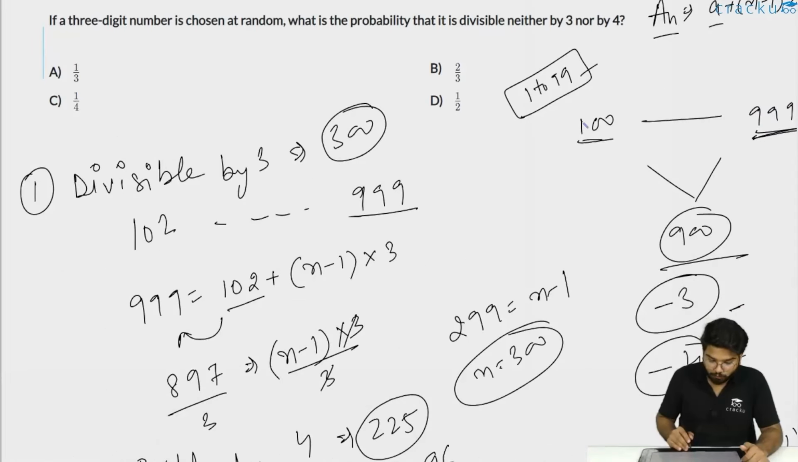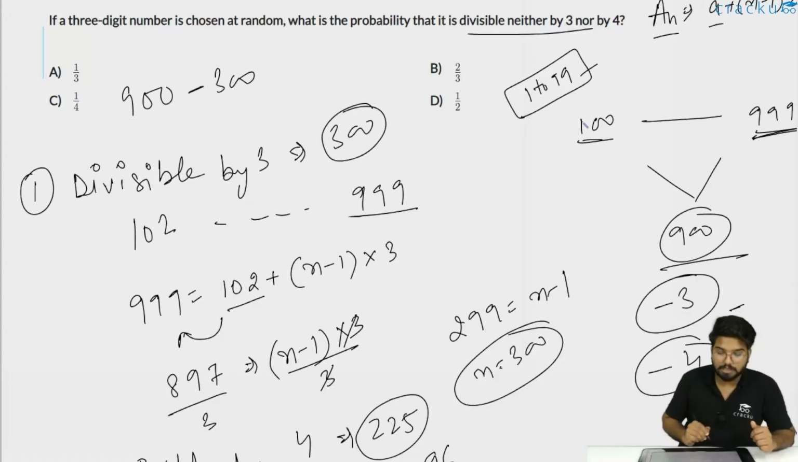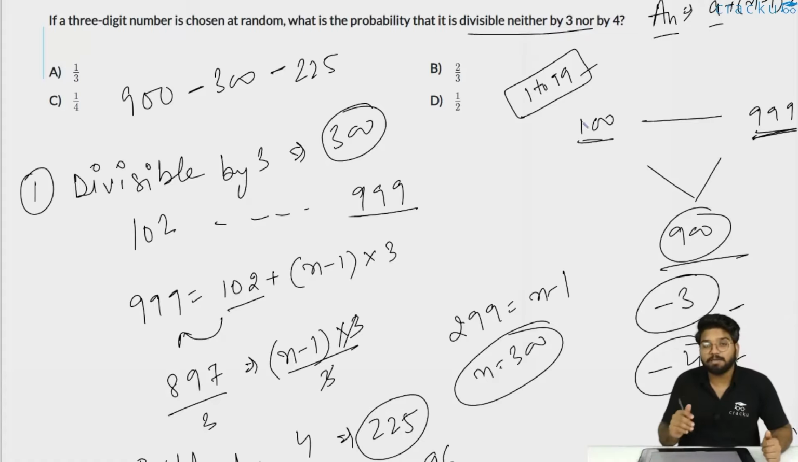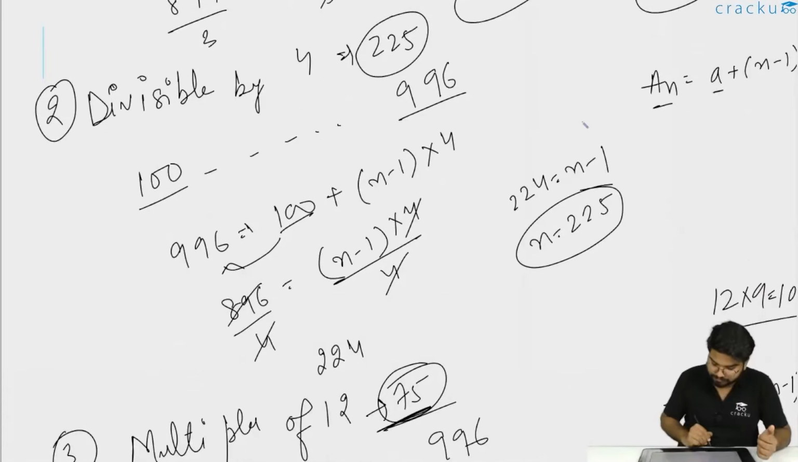Now we need to find the probability that the number is not divisible by 3 or 4. Total there are 900 numbers. Out of this we are removing the numbers which are divisible by 3. From that we are removing the numbers which are divisible by 4. Now there are numbers which are divisible by 3 as well as 4. So they are subtracted here as well as here. So they are subtracted twice. So we need to add them. And how many numbers are they? There are 75 numbers which we calculated here.